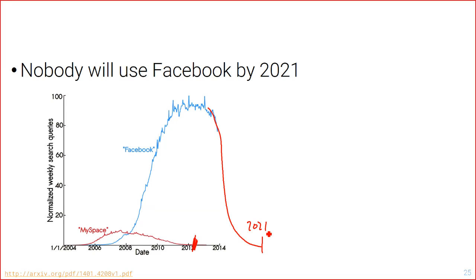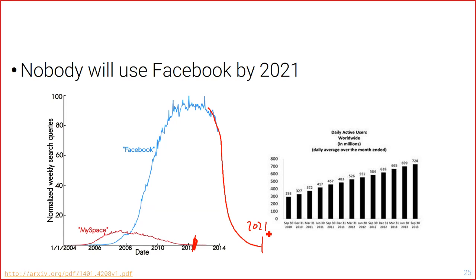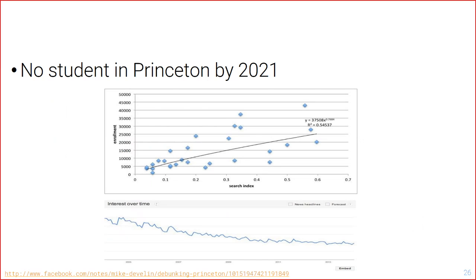And then, of course, the people from Facebook replied saying, that's nonsense, because here you have our number of users and it's just going up and up and up like crazy. We actually have more and more people. So this study doesn't make any sense. And of course, they did their own study and predicted that no one would be at Princeton by 2021. So what did they do? Same thing. How often do people look for Princeton on Google? And same thing for all the other universities.